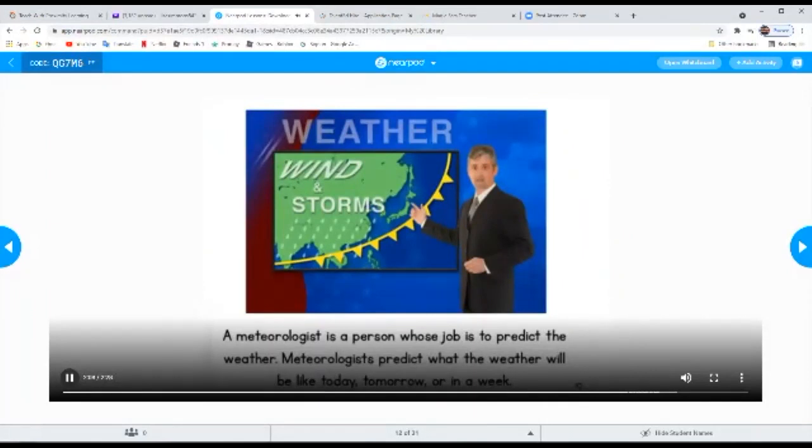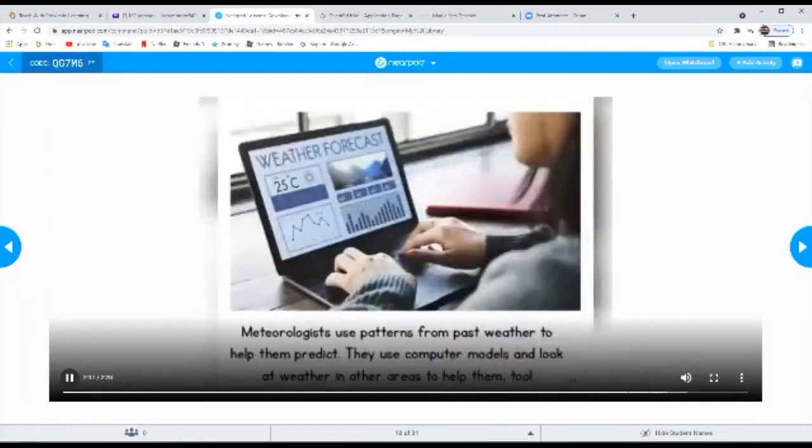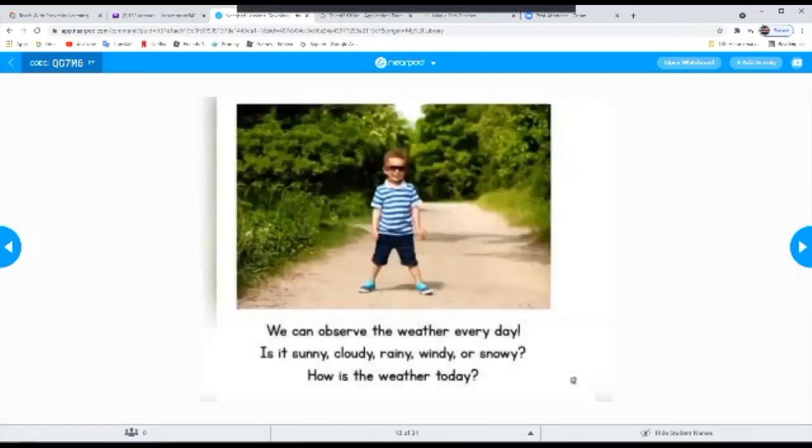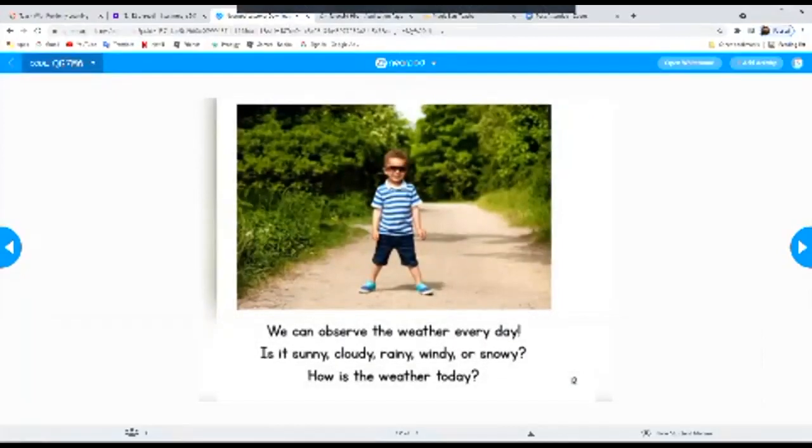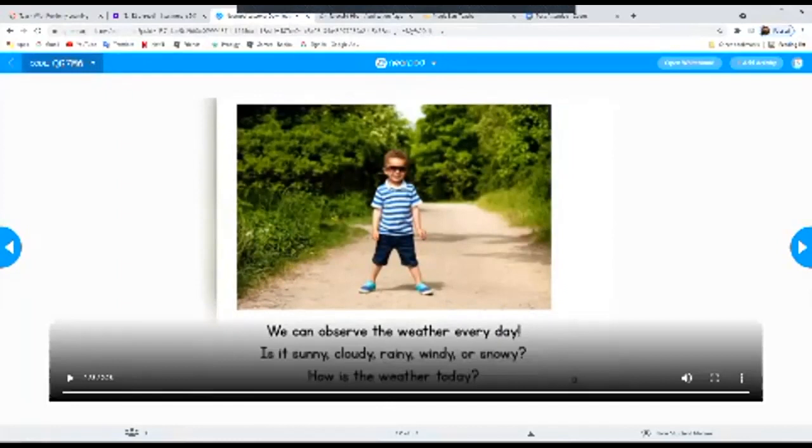A meteorologist is a person whose job it is to predict the weather. Meteorologists predict what the weather will be like today, tomorrow, or in a week. Meteorologists use patterns from past weather to help them predict. They use computer models and look at weather and other.